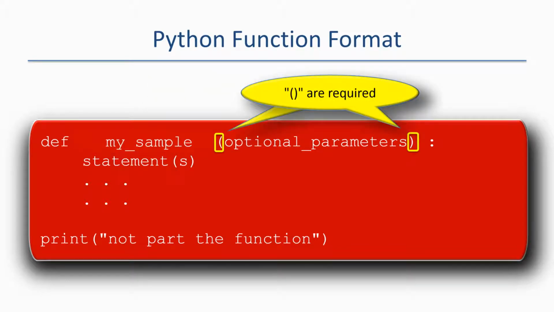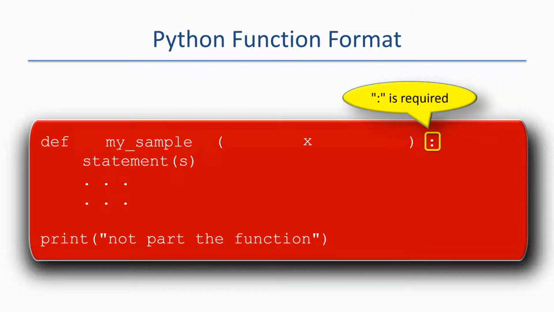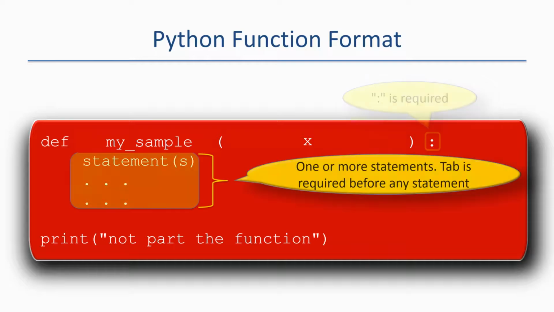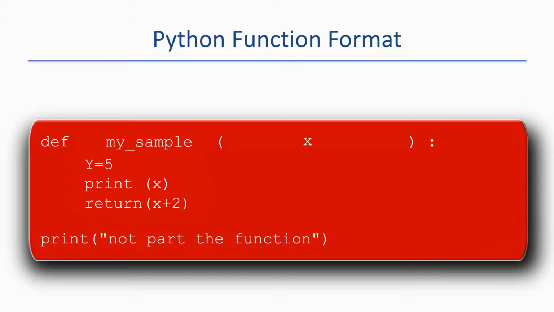Next, you need a pair of matching parentheses. Inside the parentheses, you can put optional input parameters. Optional means that you can have a function with no input parameters, or you can have one or two or more parameters. After closing the parentheses, you must have a colon, and the colon is always required. The body of the function consists of one or more statements, all of which have to be tabbed. Any statement which is not tabbed will not be part of the function. To emphasize, the blinking components are the required components for defining a function.